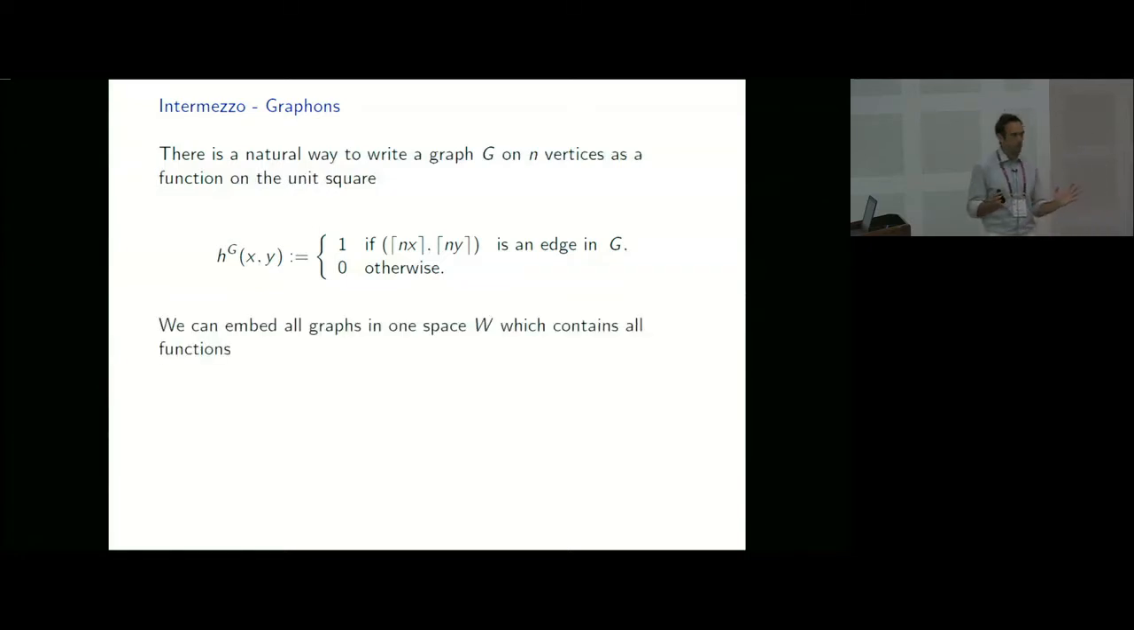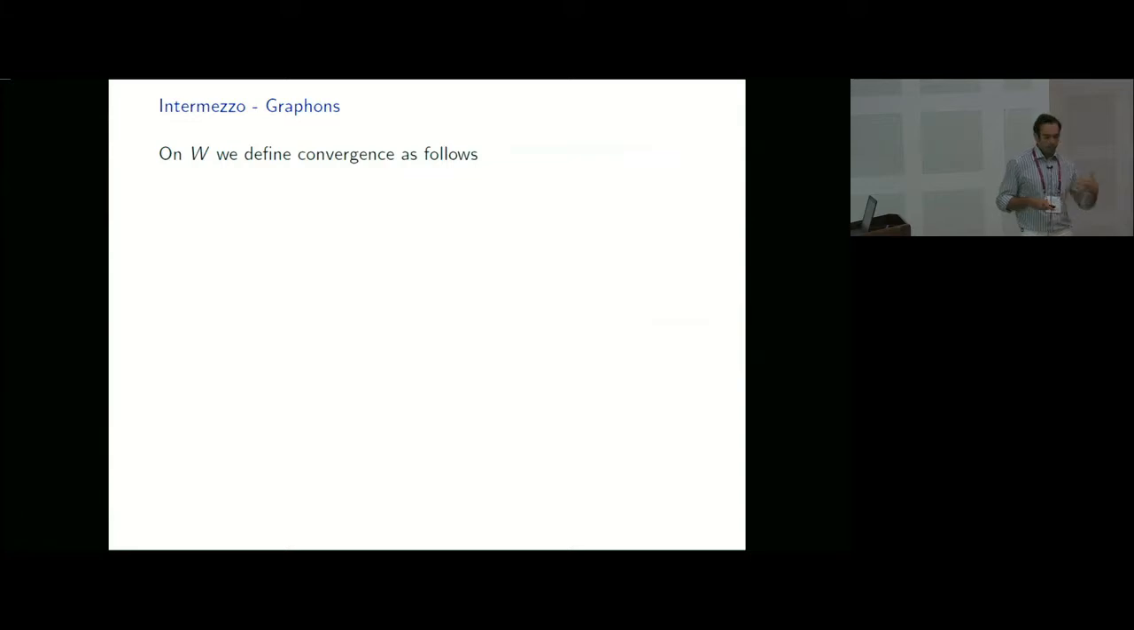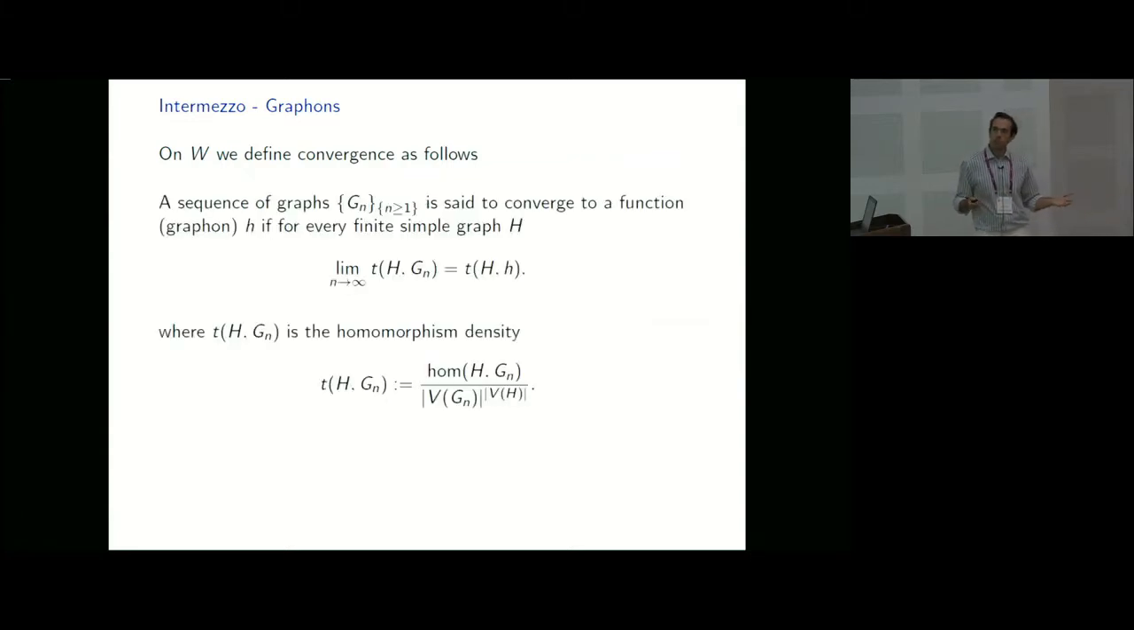And then in this way you can embed all graphs in one space of functions, which contains functions from the unit square to the unit interval, and they are symmetric. And then you can define a topology, a convergence, on this space. You say that a sequence of graphs converges to a graphon, a function, if for every finite simple graph H, you have convergence of these subgraph densities. So a graph sequence converges to some function if all its subgraph densities converge in this sense.